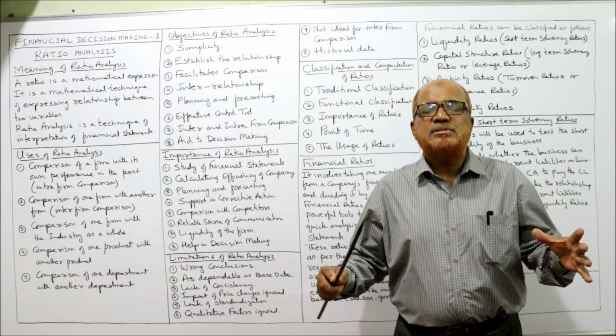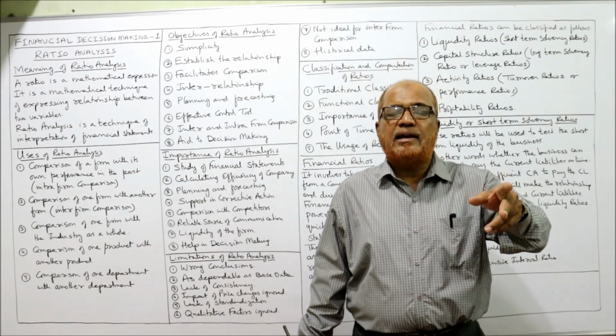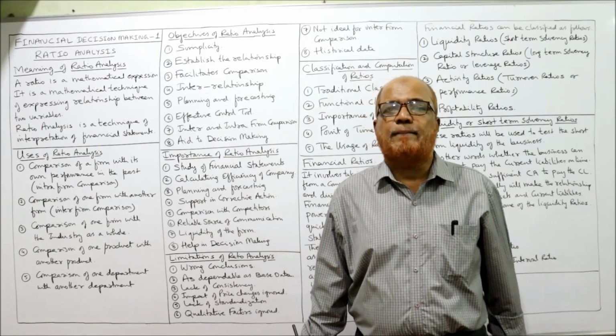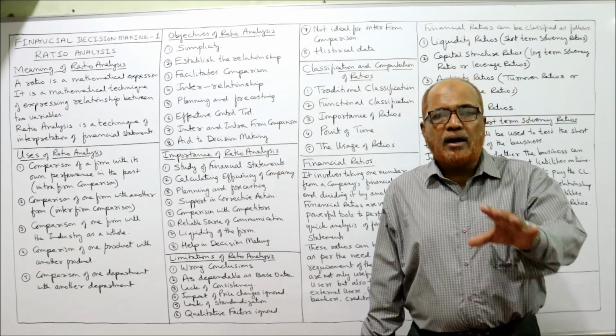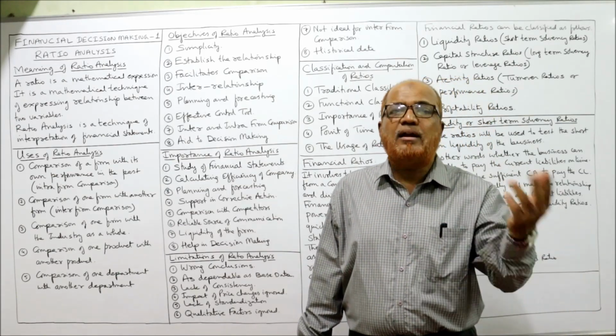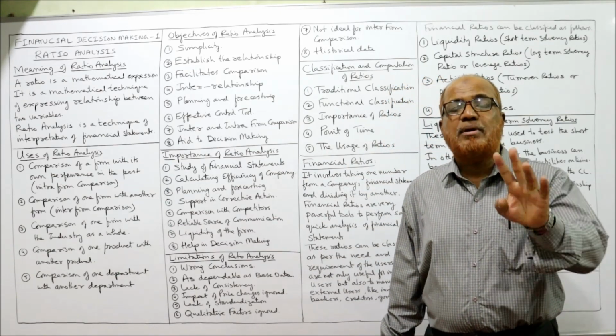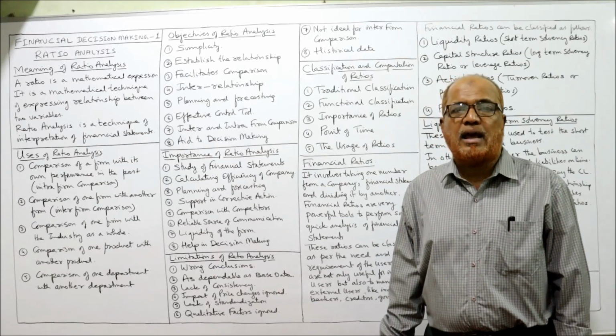Next one, interrelationship. There are certain items in the financial statements which are related, where an interrelationship is there. Example, current liabilities and current assets. Current liabilities will be paid from current assets only, so there should be some relationship between current assets and current liabilities.